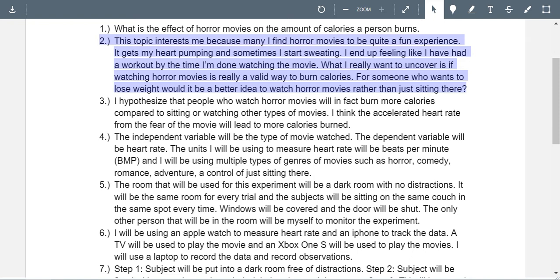So as far as your hypothesis, you said, "I have hypothesized that people who watch horror movies will in fact burn more calories compared to sitting or watching other types of movies." Okay, that is a decent hypothesis, clearly worded and stated. You said, "I think the accelerated heart rate from the fear of the movie will lead to more calories being burned." Now, notice that last sentence you just said.